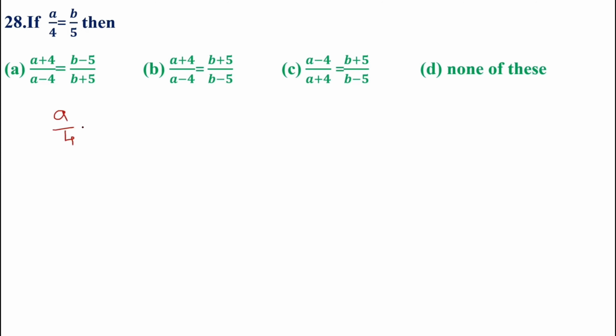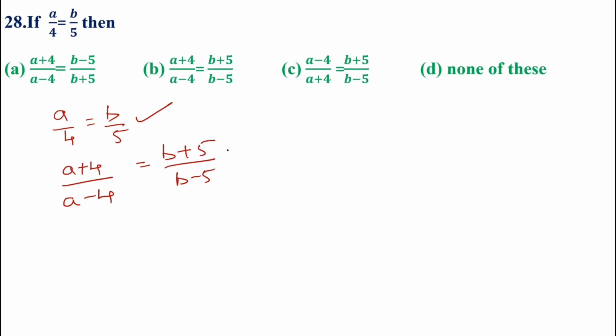A by 4 is equal to B by 5. Then what can be written? Applying componendo and dividendo, it will be (A plus 4) by (A minus 4) is equal to (B plus 5) by (B minus 5). So option B is the correct answer.